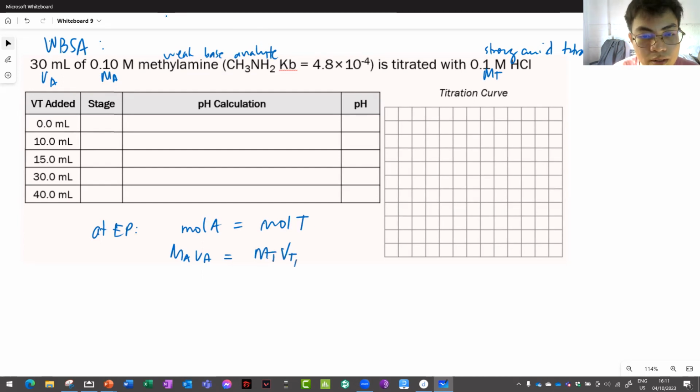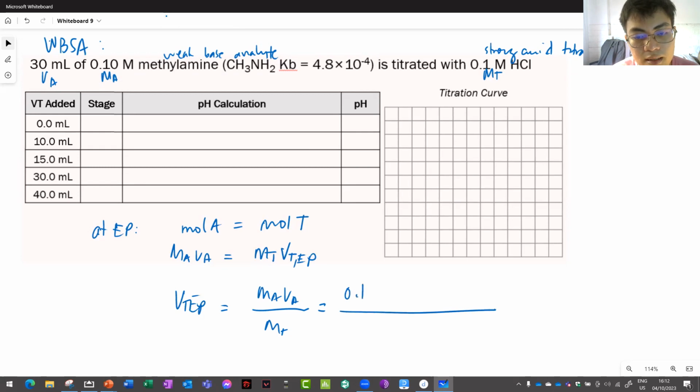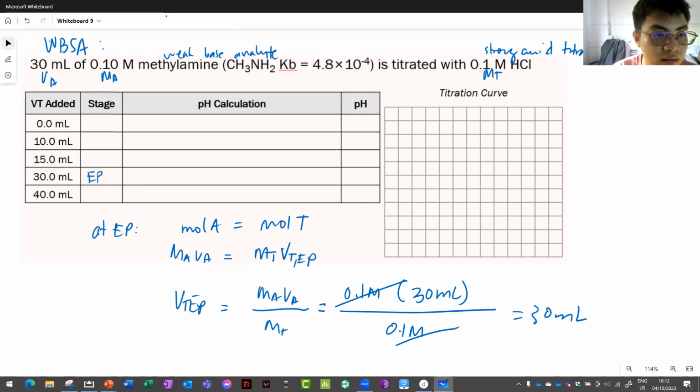Just to distinguish this endpoint, I will put EP: VTEP, volume of titrant at equivalence point. So let's find our VTEP. It's MAVA over MT. Let's plug in everything: molarity of analyte, volume of analyte, and molarity of titrant. Even mentally, the answer is 30. So 30 ml is our equivalence point, meaning this is post-equivalence point. These two are pre-equivalence point and this is initial.